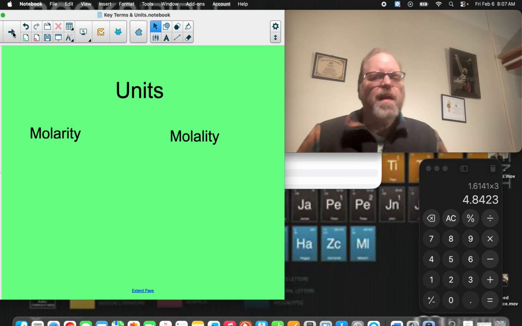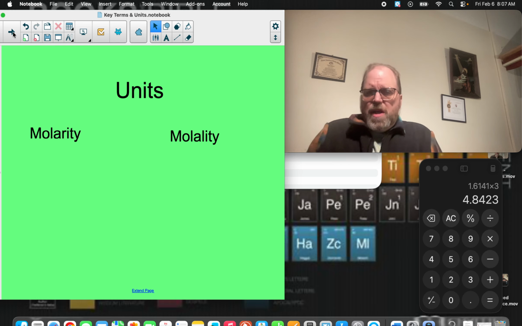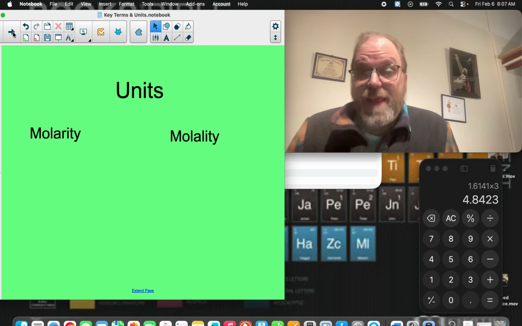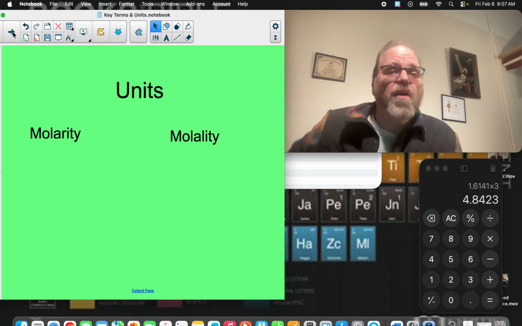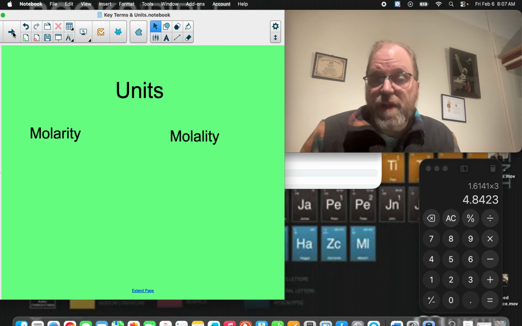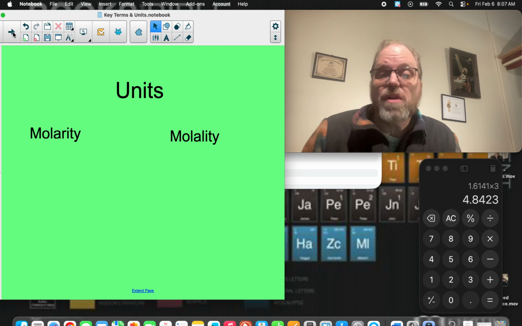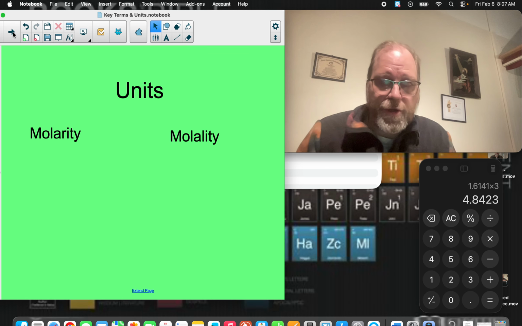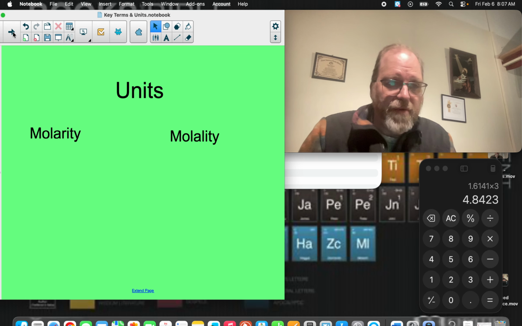Now, units. We talked about two units before. We're going to add some more to it here. So the two we've looked at so far are molarity and molality. Molarity is moles of solute over liters of solution. Molality is moles of solute over kilograms of solvent. The unit for molarity is capital M, molality small m. All right. Now I'm going to do two of these, one of each way.